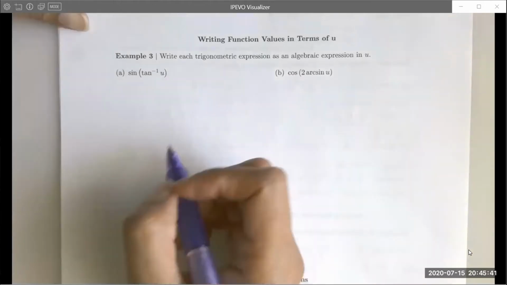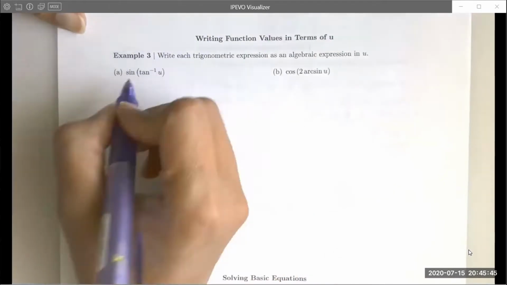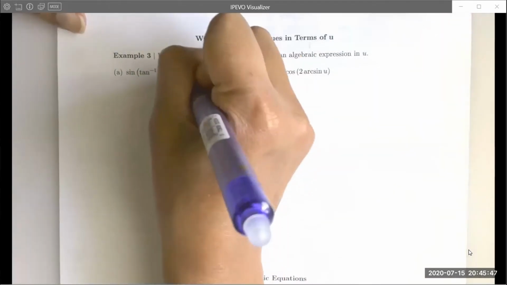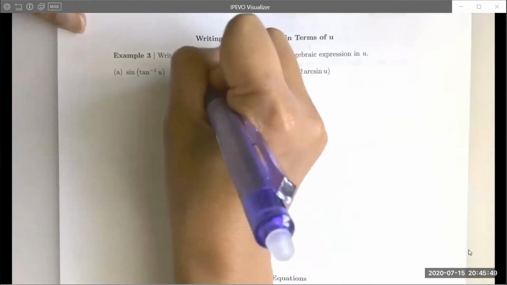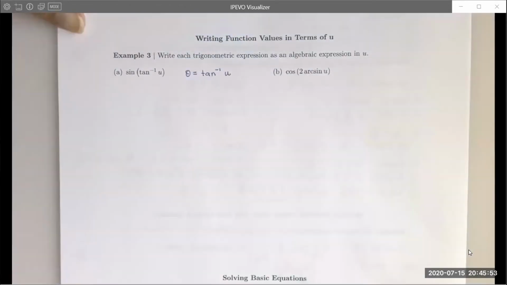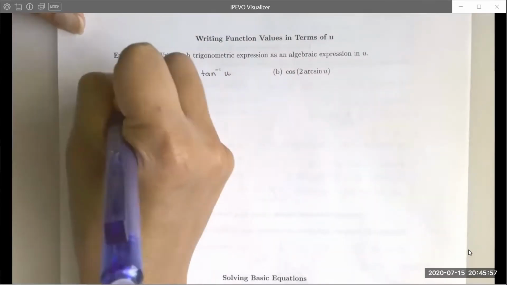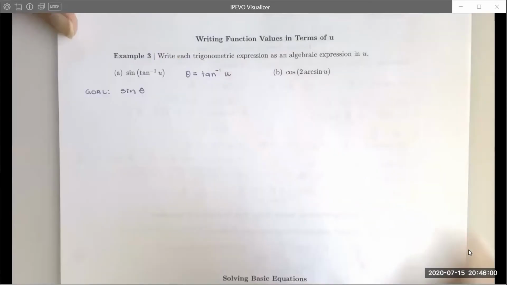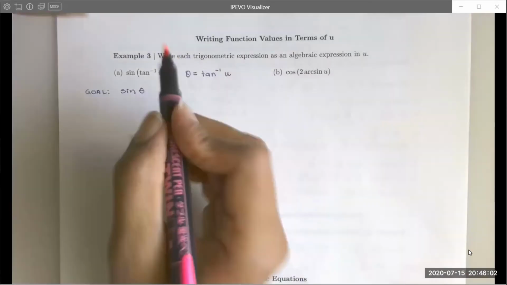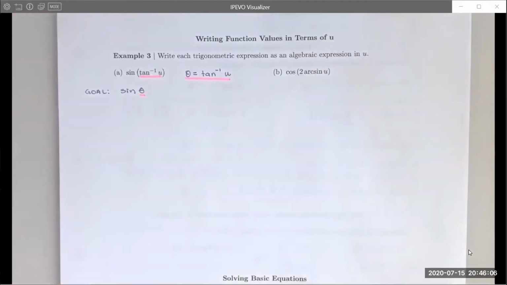Okay? So the first thing that we've done for these types of problems is define some angle. I'm going to define it to be theta. Theta is the angle that gets returned by tan inverse of u. And so under that definition, we have a goal of finding what sine of theta will be, because this tan inverse u is being represented by theta.